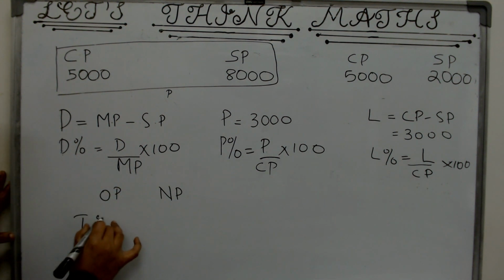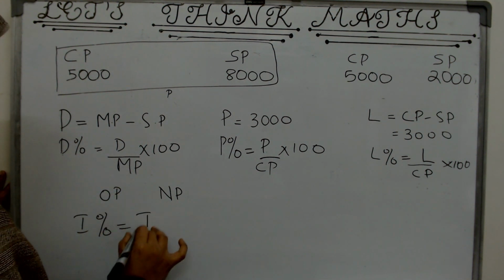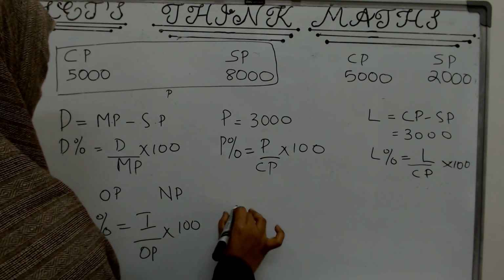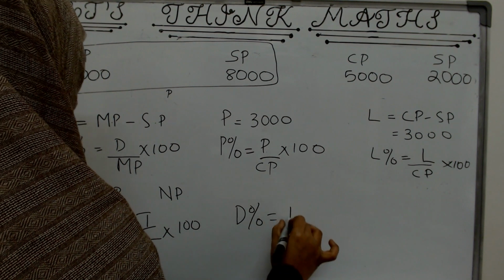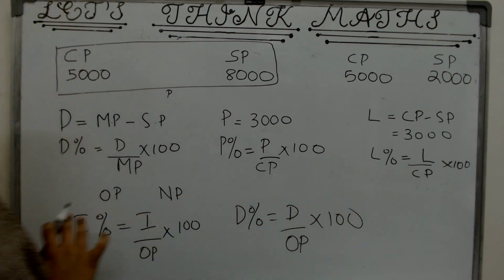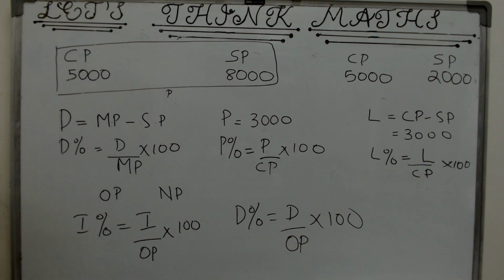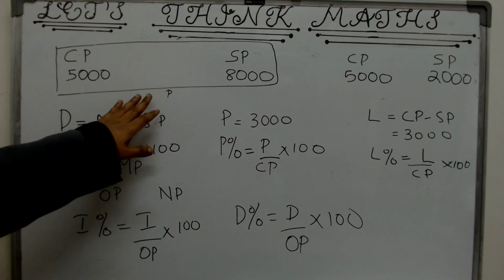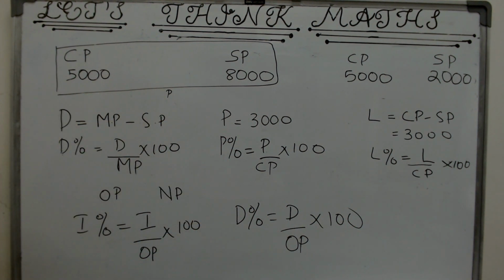Then what? Increase percentage is what? Increase by old price into 100. What will be decrease percentage? It will be decrease by old price into 100. So you have 5 different quantities, but all following the same rule. An initial value, a final value, a difference, and the percentage of the difference.